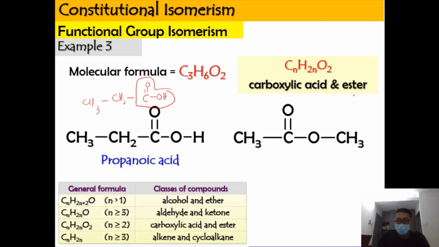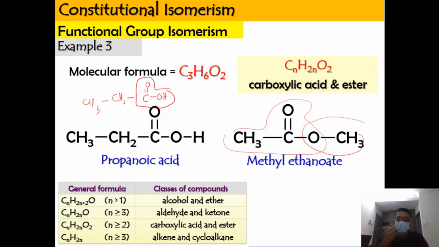Or you can draw an ester where it has a C double bond O and O. This is known as methyl ethanoate. You will learn more about this in the chapter on ester. Basically, the idea is that from the same molecular formula, you can produce 2 different functional groups.